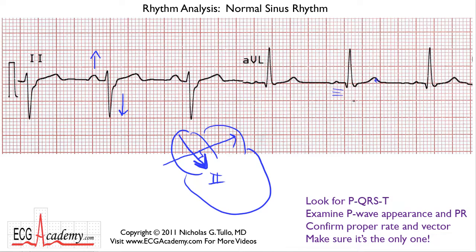Well, what does that mean for those of you who work on telemetry units? The lead that you decide to monitor will affect how big the P wave appears. And if you happen to be monitoring AVL, you might not see any P waves at all. If you don't see P waves, don't assume that there aren't any, just change the lead. And sometimes you'll be surprised at how large the P wave appears in another lead.